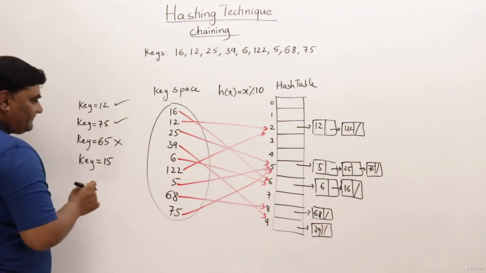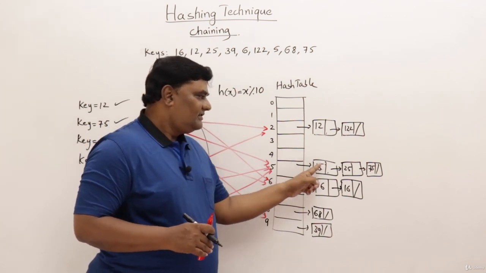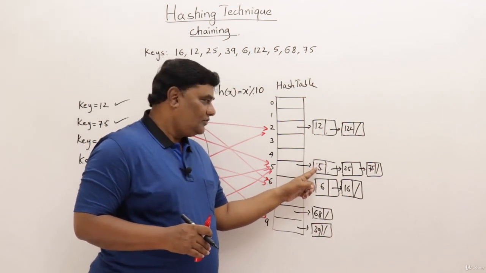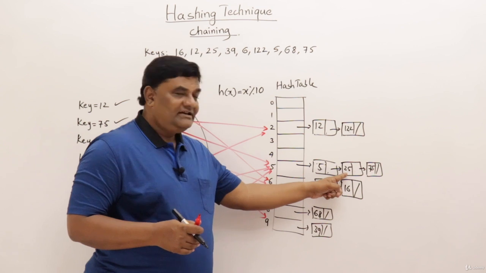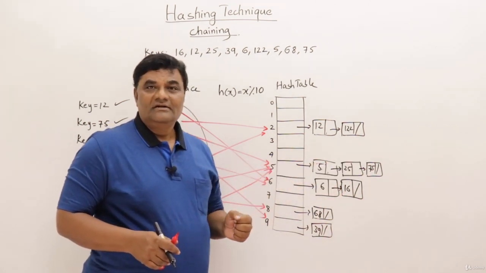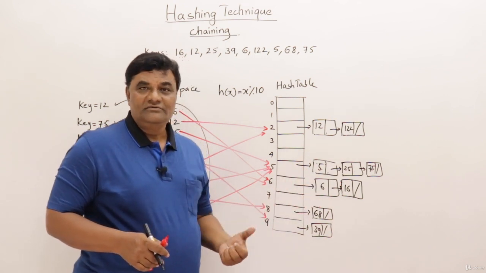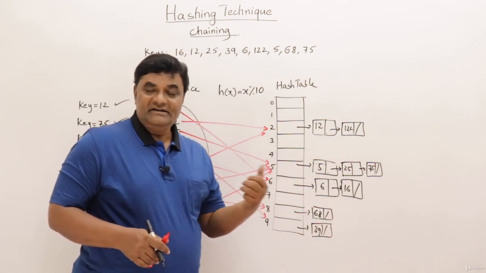15. 15 mod 10 is 5. Search here. Is it 15? No, 15 is greater. Is it 15? No, 15 is smaller. Stop. Don't check further. If the keys are sorted, that is the benefit. You can stop if the key is not found and you got an element greater than the key that you are searching.